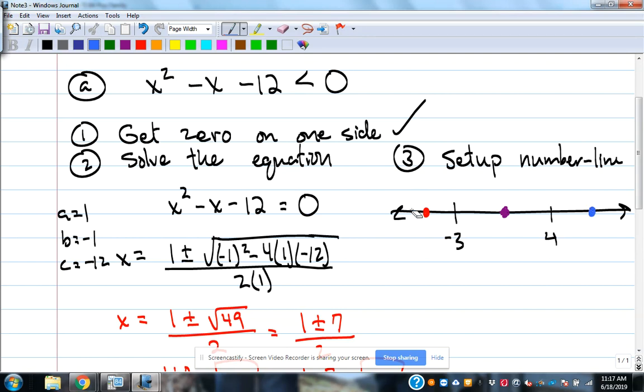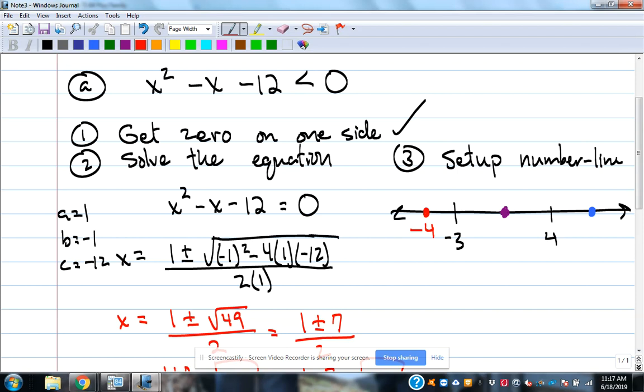We need a number that's to the left of -3. What's a number that's less than -3? -4 works. You could do -10. You could do whatever number you want to. Doesn't necessarily have to be -4. I think that's the easiest one because it's the closest and small.